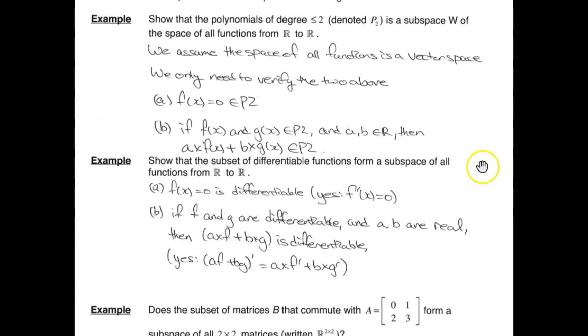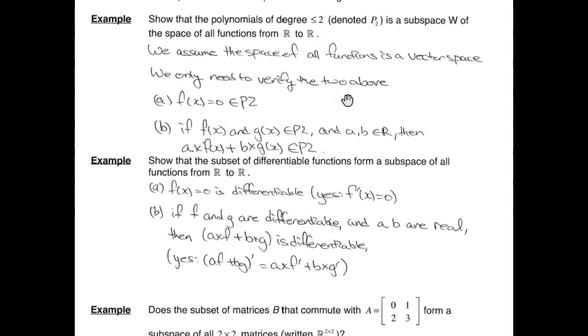So let's have a look. If we think of all the polynomials of degree less than or equal to 2, so f of x equals ax squared plus bx plus c, can we show that it's a subspace of all the functions? Here it is given to you that all functions form a vector space. So all you need to check is that 0 is part of this subspace, and that if you take two elements in the subspace, you will get something that's again in the subspace by adding them or multiplying them.